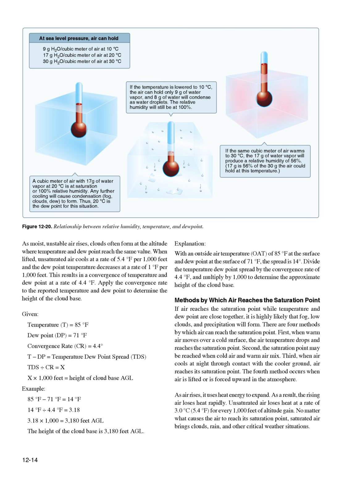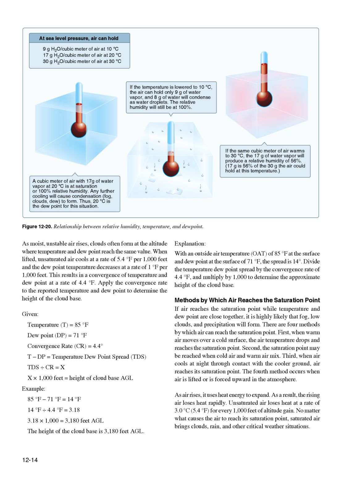As moist, unstable air rises, clouds often form at the altitude where temperature and dew point reach the same value. When lifted, unsaturated air cools at a rate of 5.4 degrees Fahrenheit per 1,000 feet and the dew point temperature decreases at a rate of 1 degree Fahrenheit per 1,000 feet. This results in a convergence of temperature and dew point at a rate of 4.4 degrees Fahrenheit. Apply the convergence rate to the reported temperature and dew point to determine the height of the cloud base.